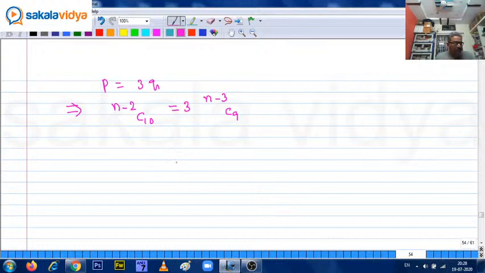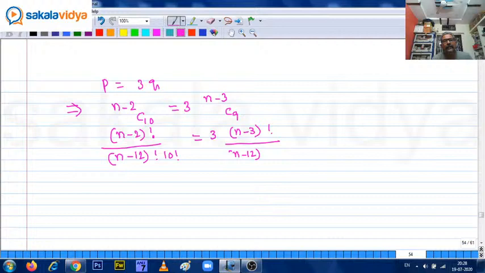This we can write as n minus 2 factorial upon n minus 12 factorial into 10 factorial, equal to 3 times n minus 3 factorial upon n minus 12 factorial into 9 factorial. The n minus 12 factorial gets cancelled. Okay, a little bit of confusion, no problem. You watch it once again. N minus 2 factorial upon 10 factorial, which can be written as 10 into 9 factorial, equals 3 times n minus 3.